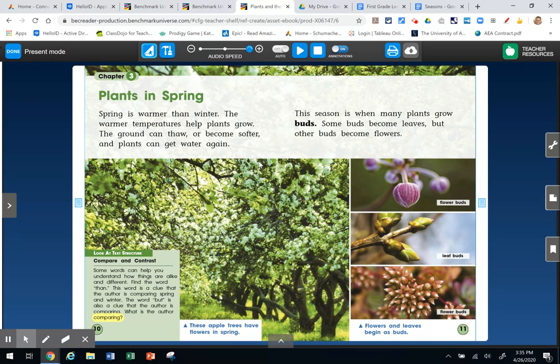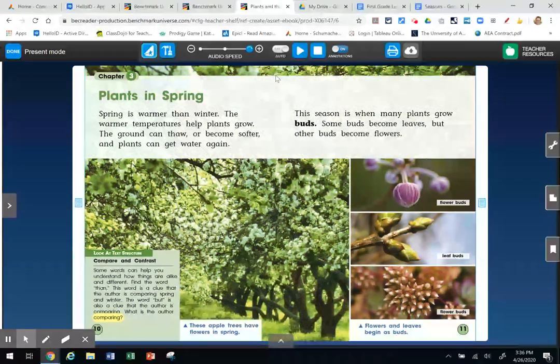Okay, let's go ahead and look at some words in here. So it says the ground can thaw. If you didn't know what the word thaw was, you could keep reading and it'll tell you. So it says the ground can thaw or become softer and plants can get water again. So remember we learned that in winter, the ground is frozen. So all the water is frozen and the plants cannot drink that water. Okay, think about like an ice cube. An ice cube is frozen. So they can't drink that water. But in the spring, the ground can thaw or it starts to become softer. So to thaw means to become softer, okay?